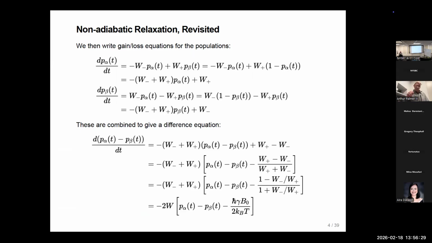So then, the good thing about the spins is they're countable. So I can just write a kinetic rate equation, just like you would in chemistry class. The change in population of the alpha state has to be minus W minus times the population of the alpha state. The minus means I'm losing from the alpha because it's going to beta. And then I gain W plus times the population of the beta state because those are the spins that are flipping from beta to alpha.